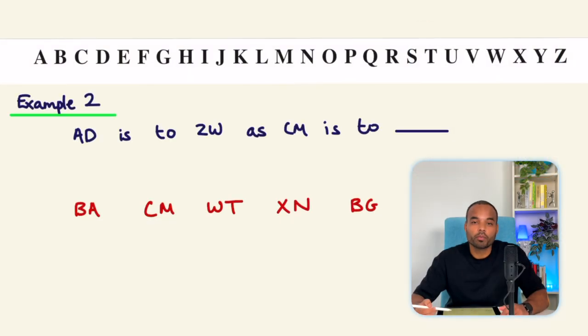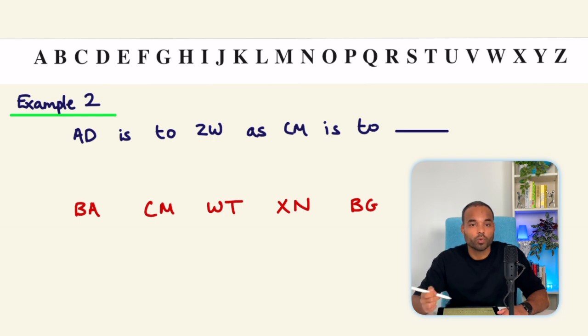Okay, so I feel you're probably ready to look at a more challenging example. And this time we'll make it a multiple choice example. So you get to use your deduction skills. So we have AD is to ZW as CM is to blank.